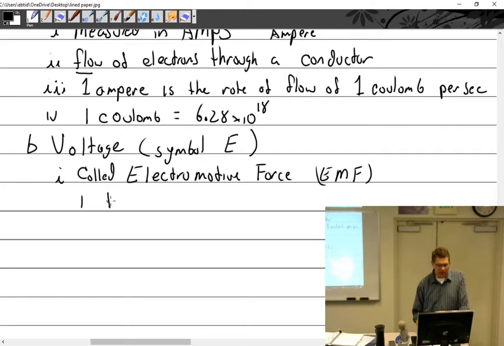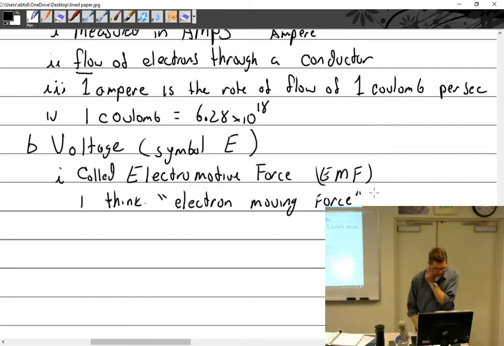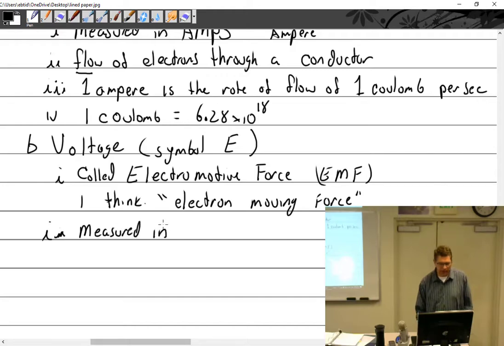And we could say, think E-L-E-C-T, electron moving force, which is not correct, but you could think that if you want. It is measured in, this is your cue to say something. Volts. Named after Alessandro Volta.